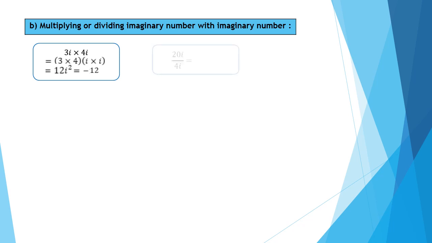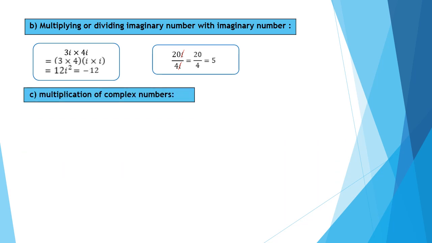Let's have another example. If we have 20i divided by 4i, we can cancel i with i, then we will get 20 divided by 4, which is equal to 5.